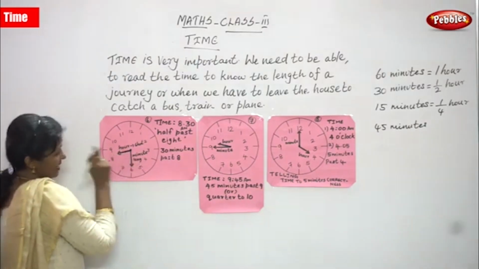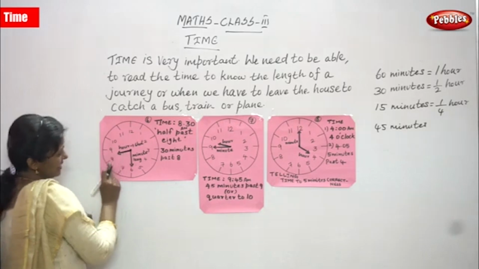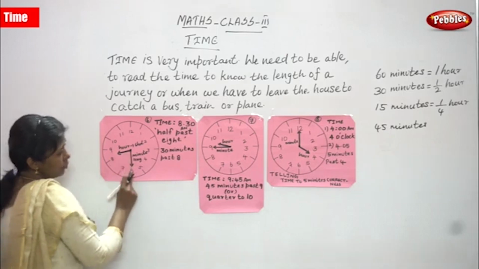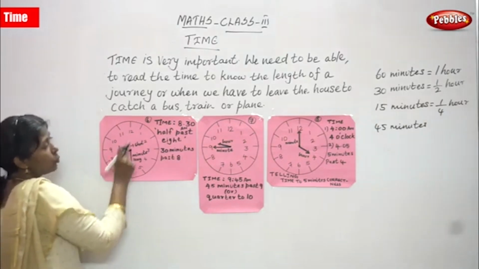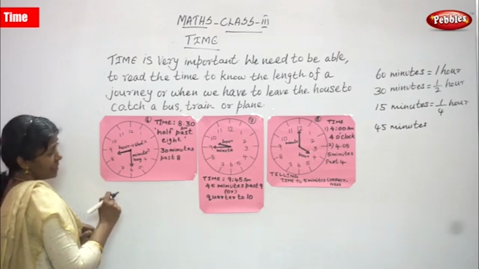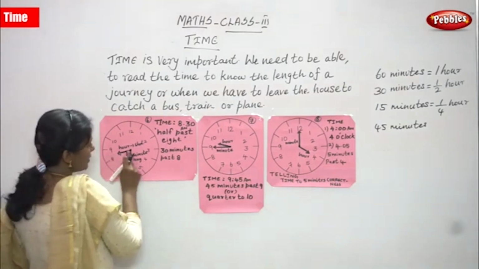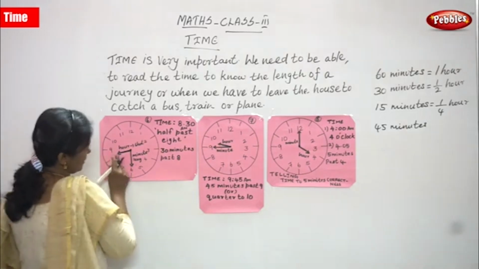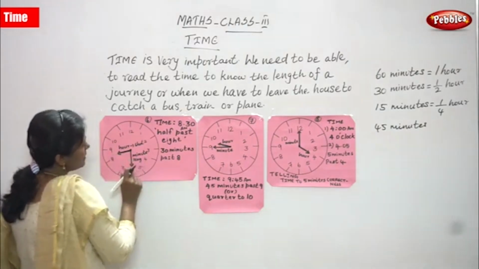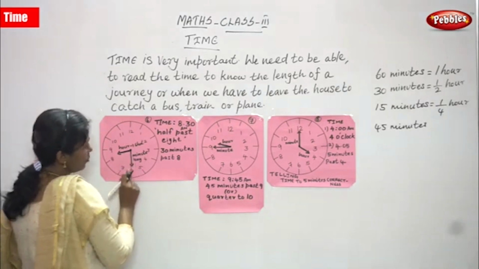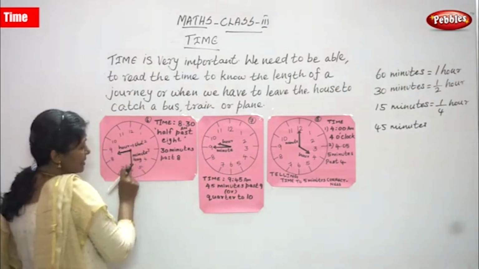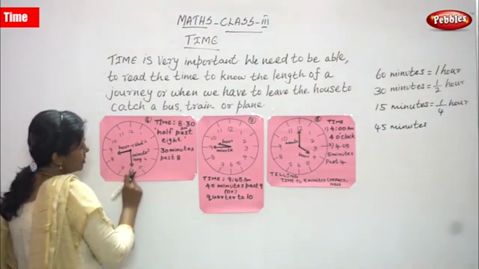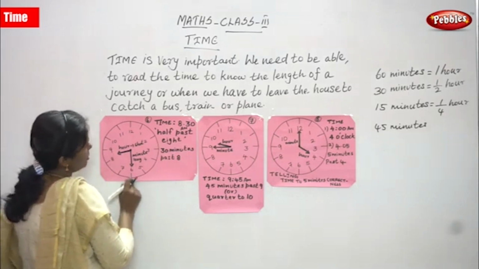So this hour hand stands between 8 and 9, and this long hand, that is the minute hand, shows the time of 6. I've told you each and every number denotes 5 minutes. The hour hand stands between 8 and 9, so you consider the lower number, that is 8. And this long hand shows the time of 6. Long hand means minute hand. It stands towards 6.